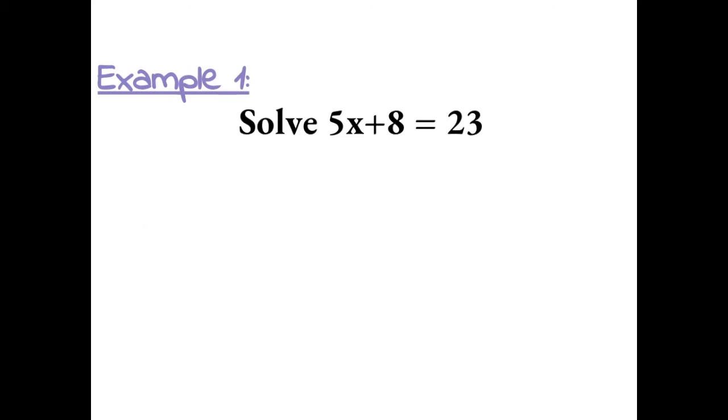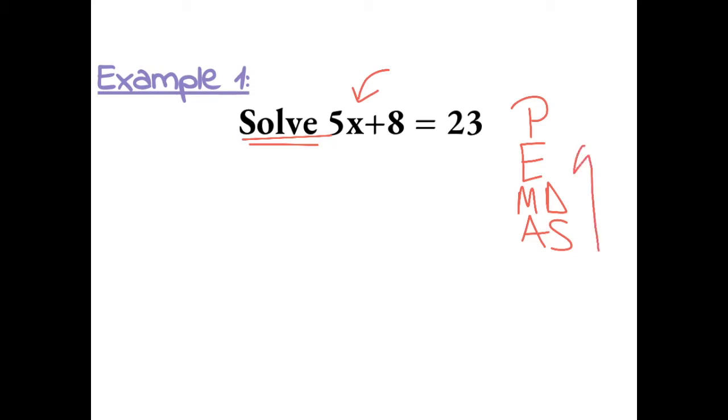Example 1, solve 5x plus 8 equals 23. So when it says solve, we want to solve for our variable, meaning I want to know what x equals to make the whole equation equal to 23. Because we're solving for a variable, we're going to do order of operations in the reverse order. So the first thing we would need to do is undo any addition or subtraction first.